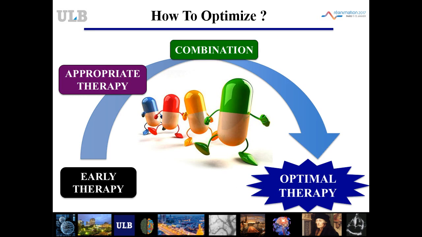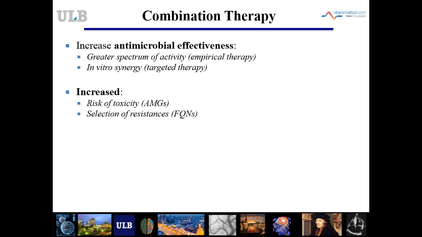After appropriate therapy, the concept, of course, is that you may want to give a combination therapy. Why do I want to give a combination therapy? It's because combination therapy increases antimicrobial effectiveness, because when you give it empirically, it will widen the spectrum of activity. And if you already know the pathogens, for example, Pseudomonas, you want to have some in vitro synergy, at least in vitro, because as you know, in humans this concept of synergy has not been well validated.